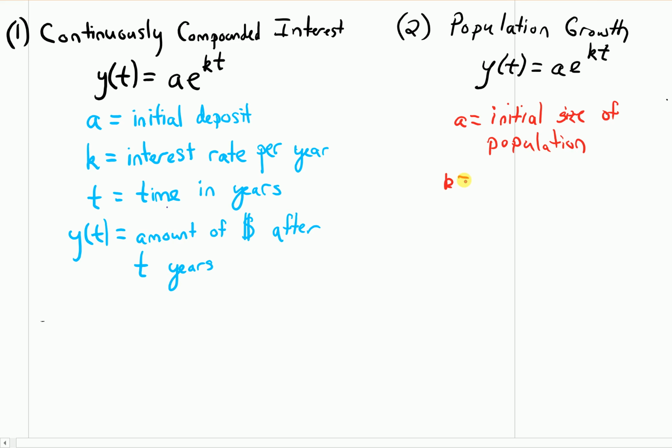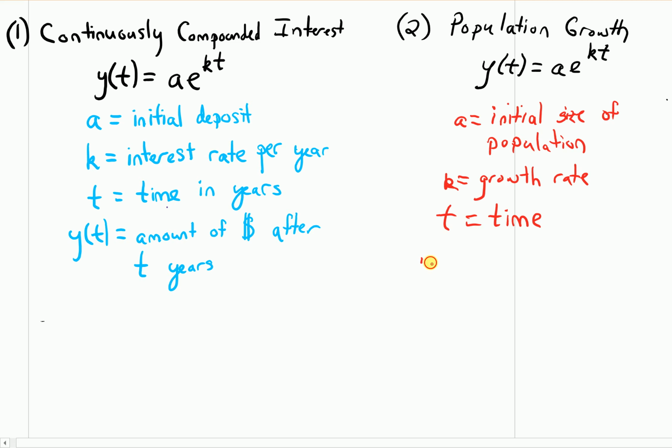K, that other constant, represents what's called the growth rate. So K represents the growth rate. Okay, T again is time. So T is time. But in the examples that we do with population growth, sometimes the units of time are going to be different. Like sometimes time could be in hours, it could be in days. So the units could be different. So I'm just going to say T represents time.